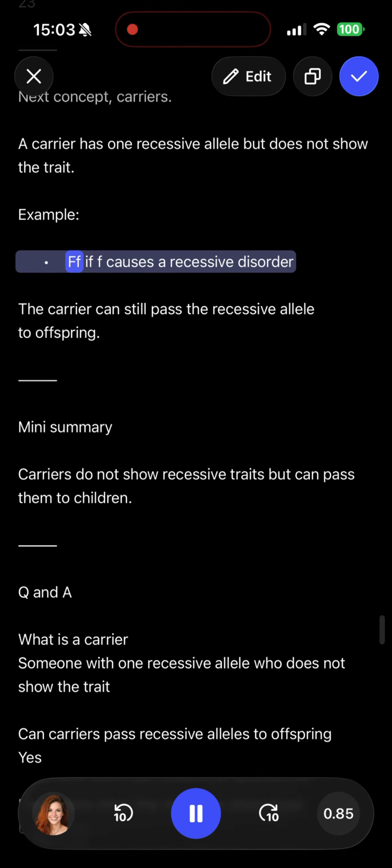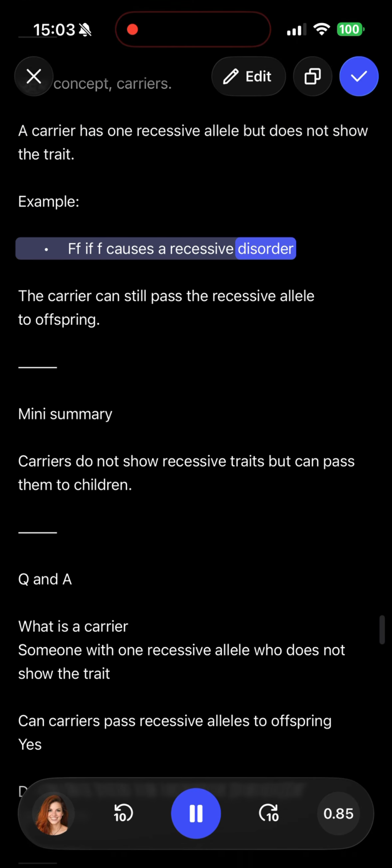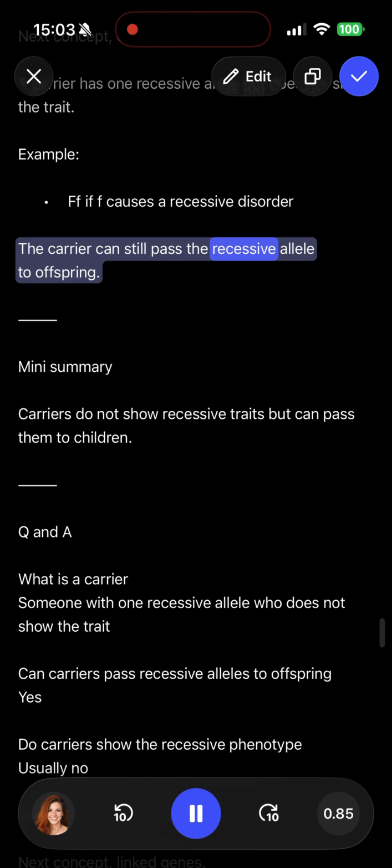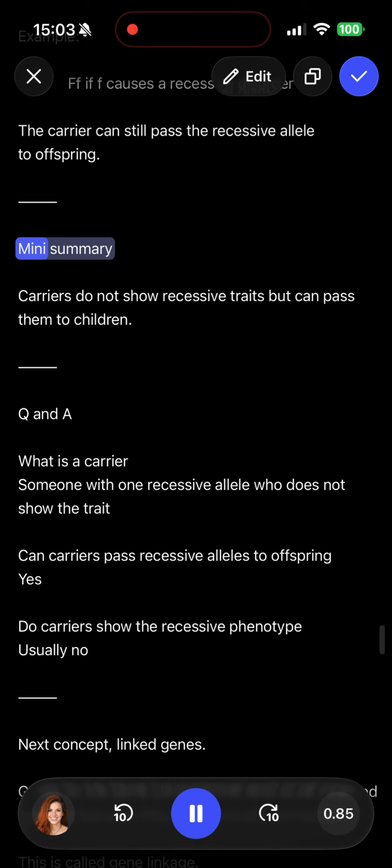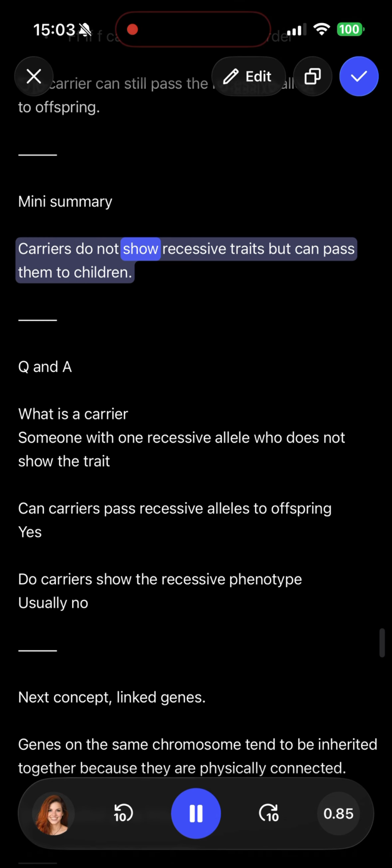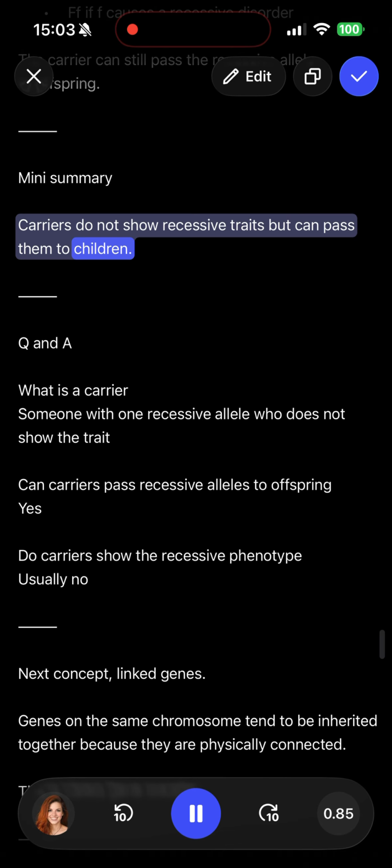Example: Ff, if f causes a recessive disorder. The carrier can still pass the recessive allele to offspring. Mini summary: Carriers do not show recessive traits but can pass them to children.